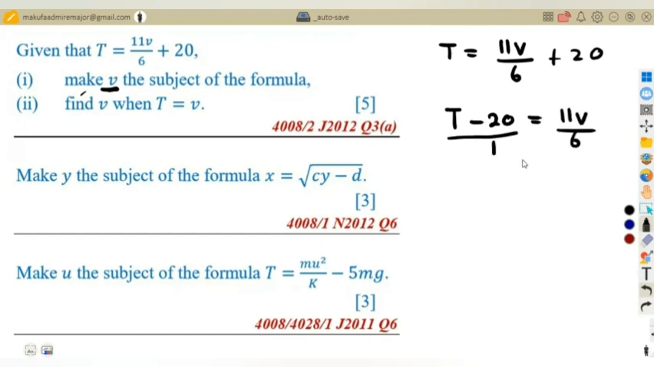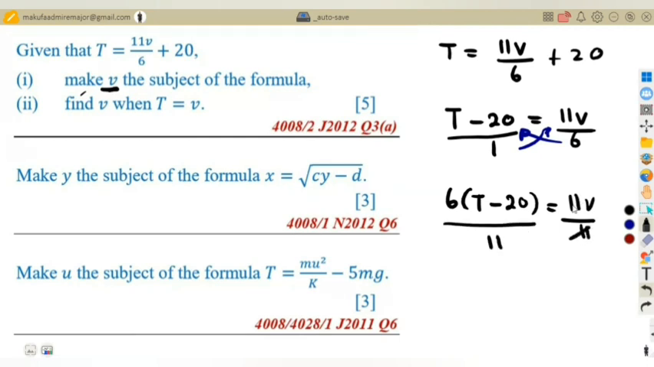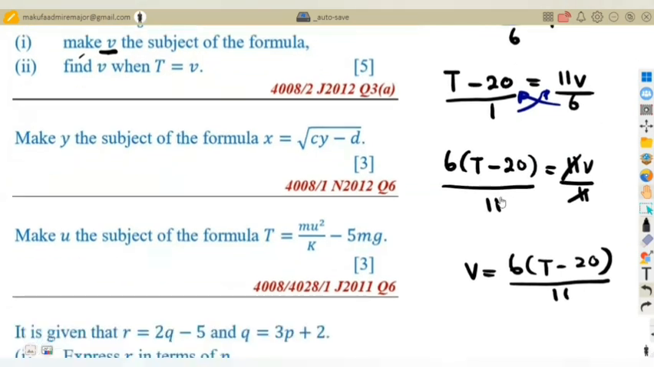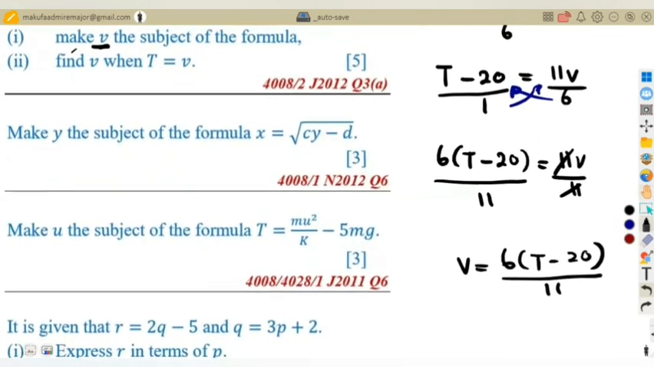Clear fractions because this is the same as over 1. So we can cross multiply. 6, since 11V is the part with V is only one part. 6, don't expand. Just open the brackets like this, is equal to 11V. You want to find V or to make V the subject, divide by 11 since you are multiplying. So you are left with the V. So V is going to be 6 into T minus 20, everything over 11. Yes, you can expand the brackets, but there's no need for you to do that.